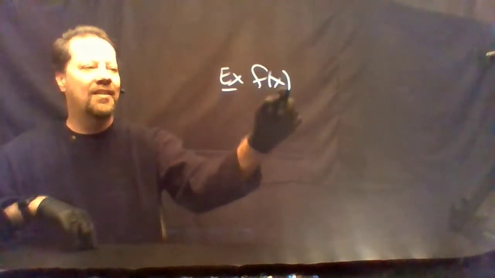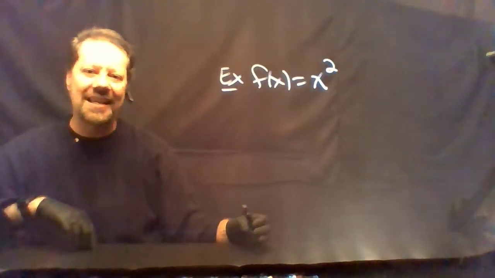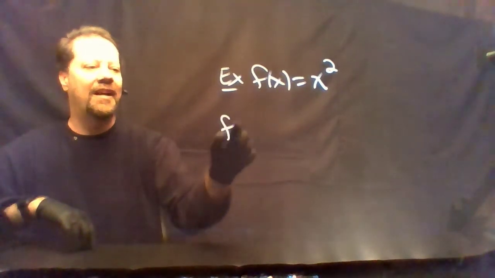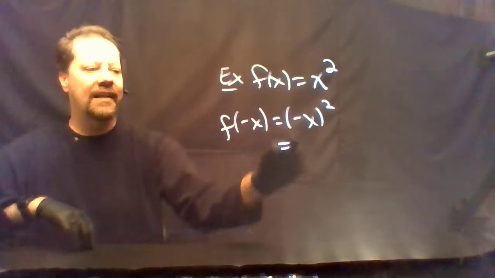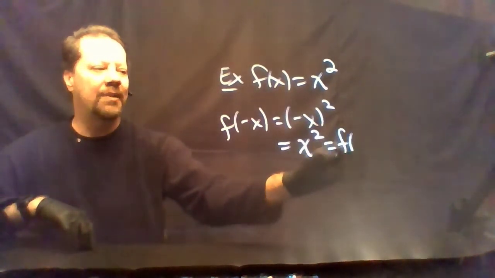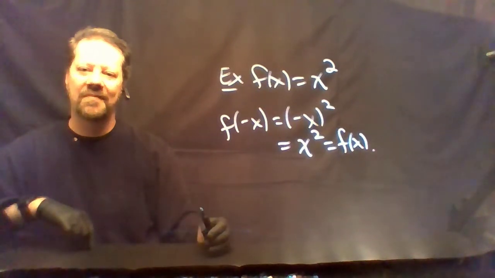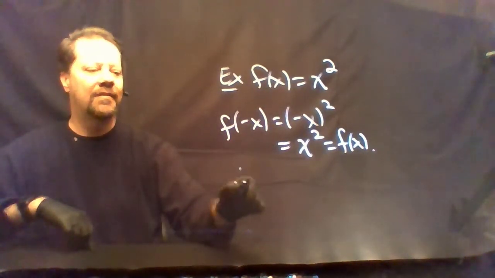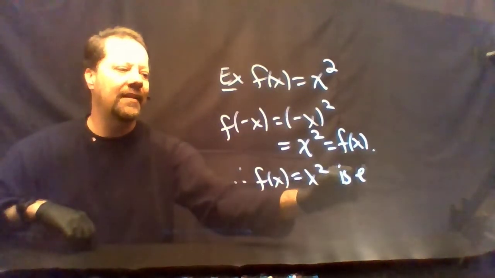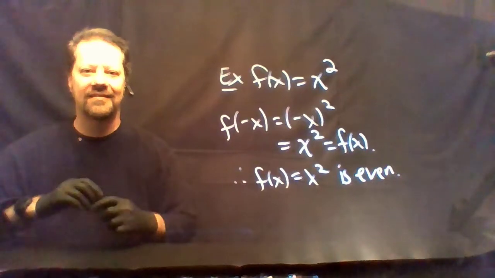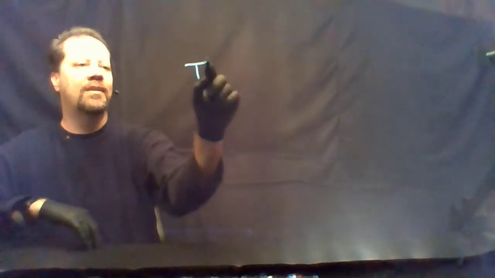Similarly, the function x squared is even. F of minus x is minus x squared. The negative gets squared away, and we end up with f of x. Therefore, f of x equals x squared is even. Every function may be decomposed into the sum of even and odd parts. We can call that a theorem.